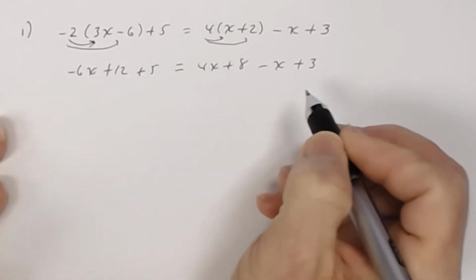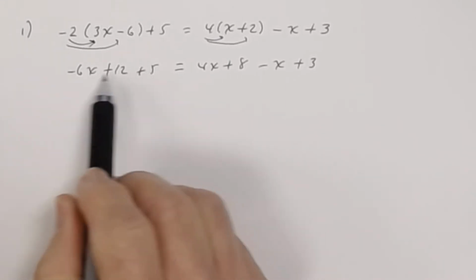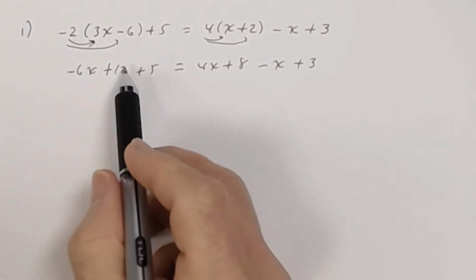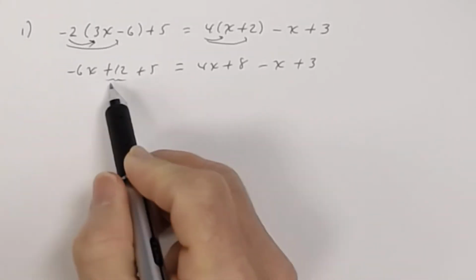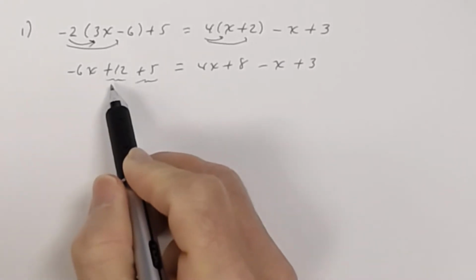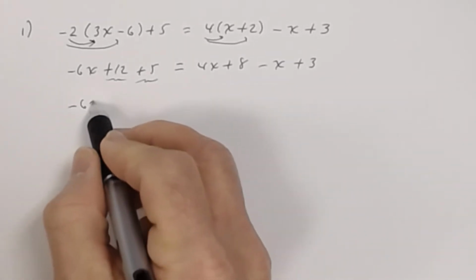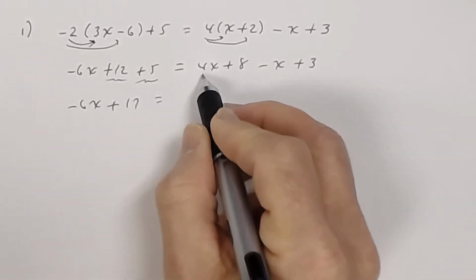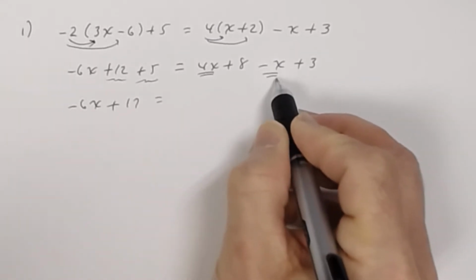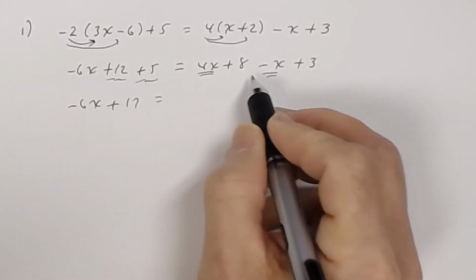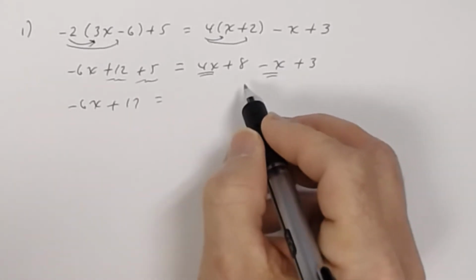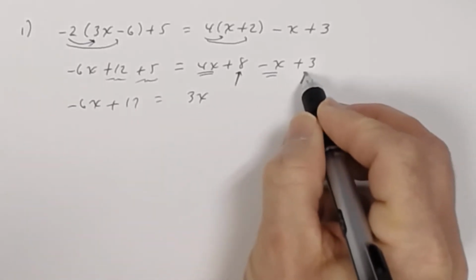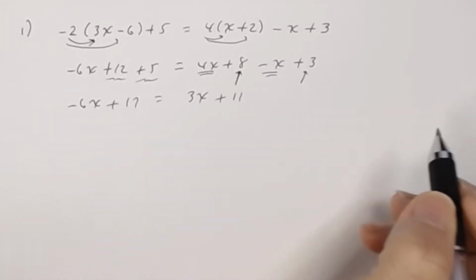Okay, so the first step was to use the distributive property. Now notice that on both sides there are like terms. So we can, at this point, go ahead and combine like terms. So if you notice that 12, a +12 and a +5, those are constants, so I can combine those. And so I get -6x, and then 12 and 5 is 17, equal. And over here, you have 4x and you have a -x that I can combine. Those are like terms. So 4x subtract x, or 4x plus a -x, is 3x. And then the constants, 8 plus 3, that's going to be 11. All right, so that's where I'm at.